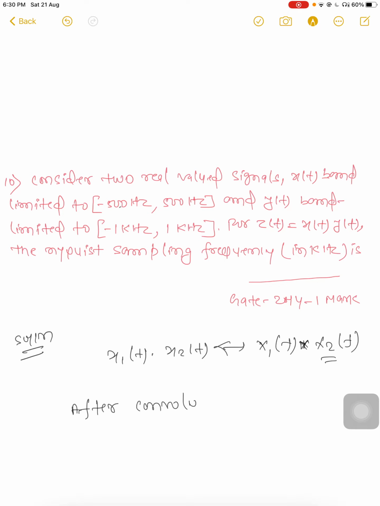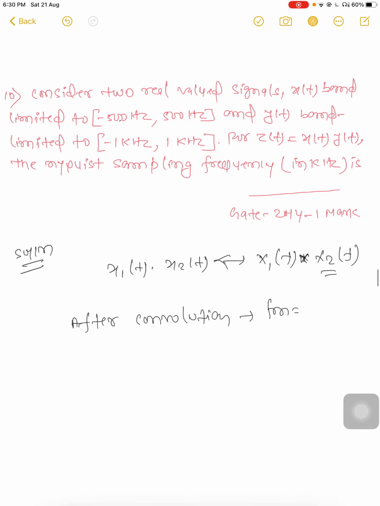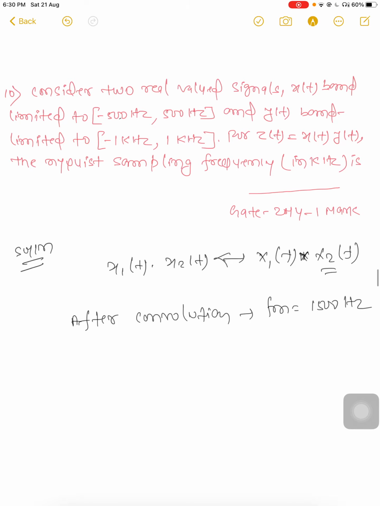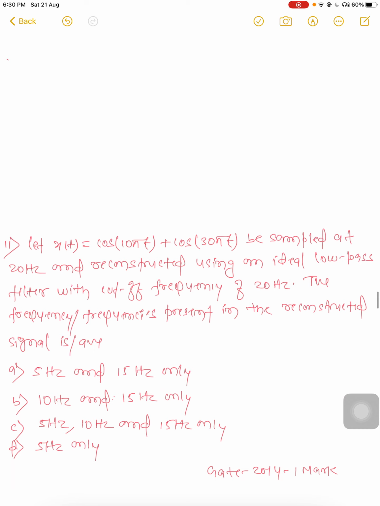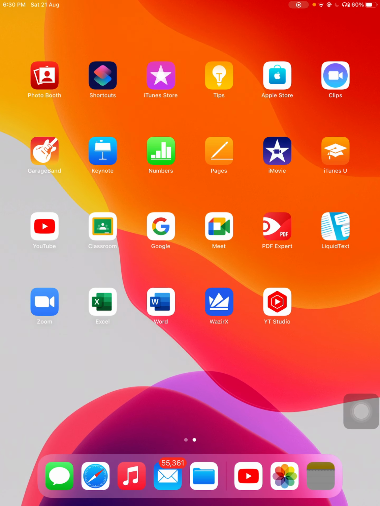After convolution you will get maximum frequency fm as 1500 hertz. So the Nyquist rate is equal to 2 into 1500 hertz, so it will be 3000 hertz or 3 kilohertz. You can say that. Now coming to the next question. Fill in the blank. So the option will be 3.